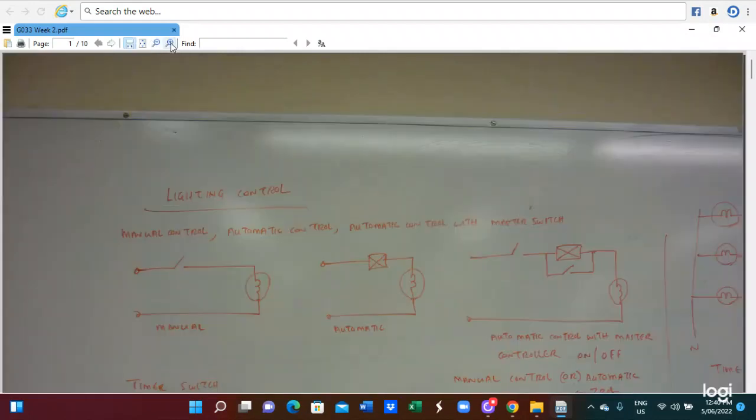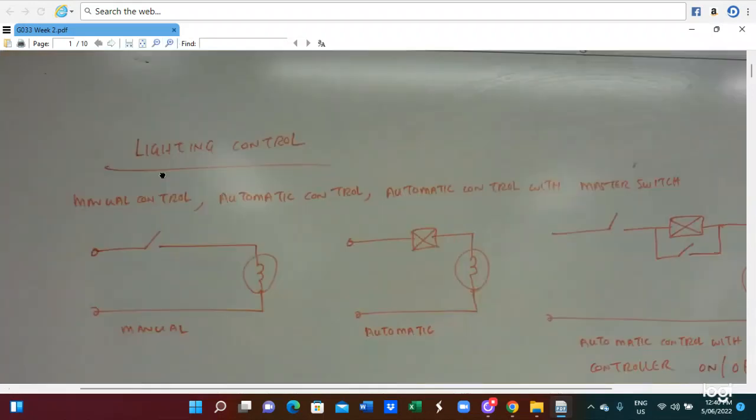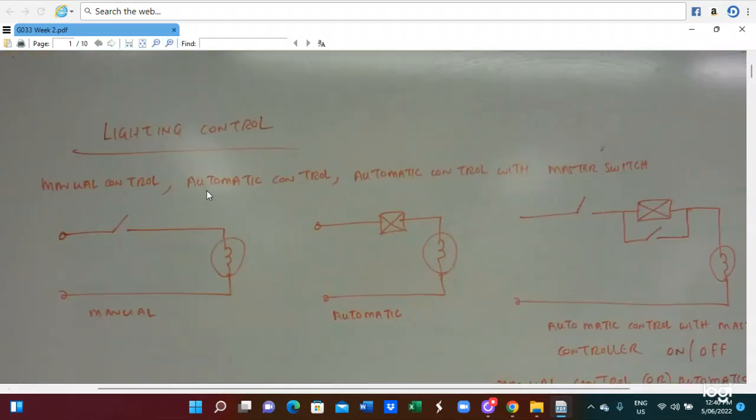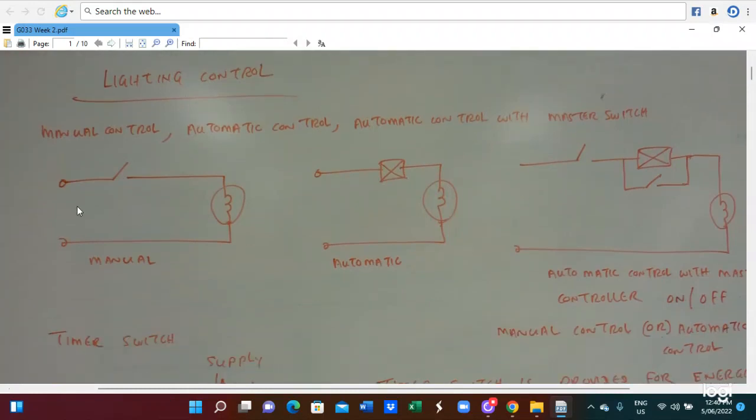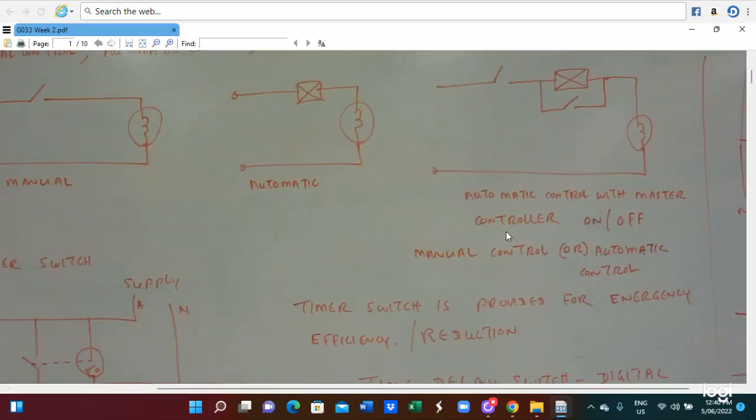This is a lighting control system. In the lighting control system, you see there's manual control and automatic control, with the master switch. This is the manual control circuit diagram. This is the automatic control with the master switch. Automatic control with the master control is an on-off condition. When this one is on, the weekends are manually controlled. When this one is off, you can use it as an automatic control.